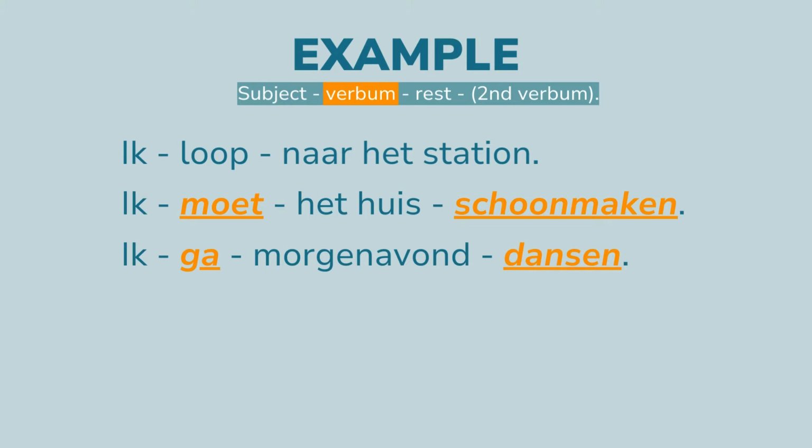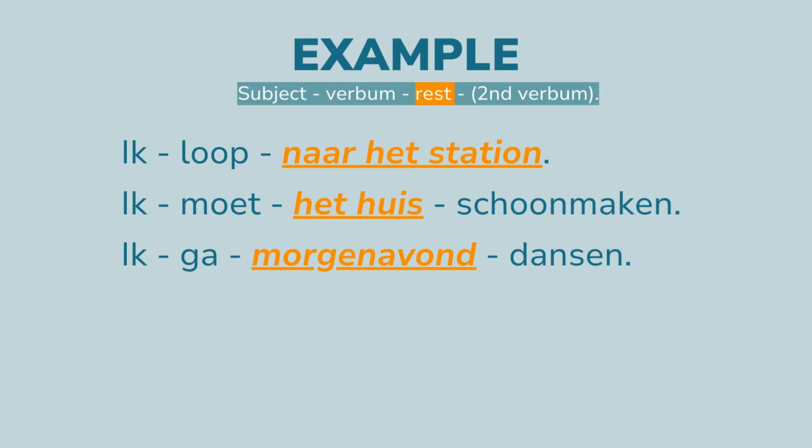And then when we take a look at the third one, that one is future tense. Gaan plus infinitive. So here you have ga, because it's ik ga morgenavond dansen, the infinitive at the end of the sentence. All 3 have a rest part. In these 3 examples, it's naar het station, het huis, and morgenavond. Okay, well, what is rest? It can be 3 things. It can be time, it can be a manner, and it can be a location.